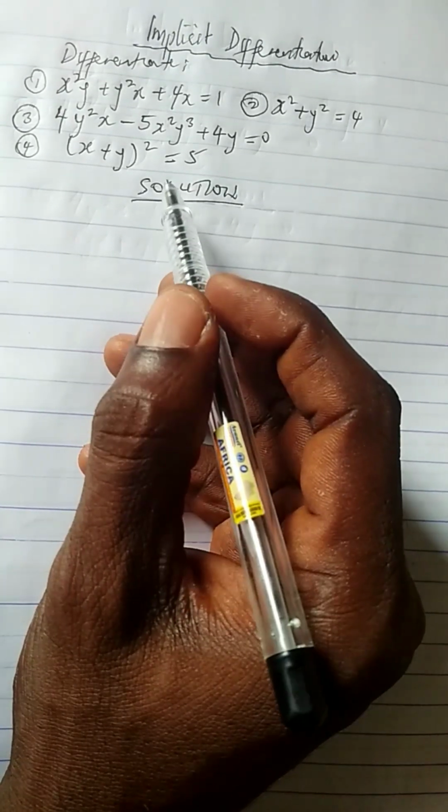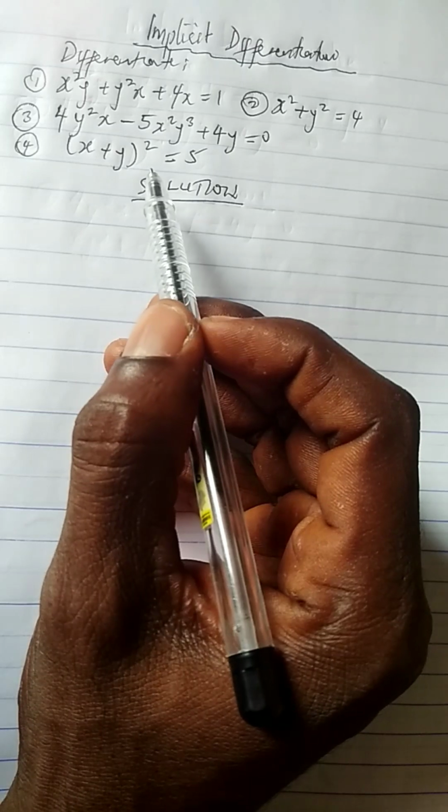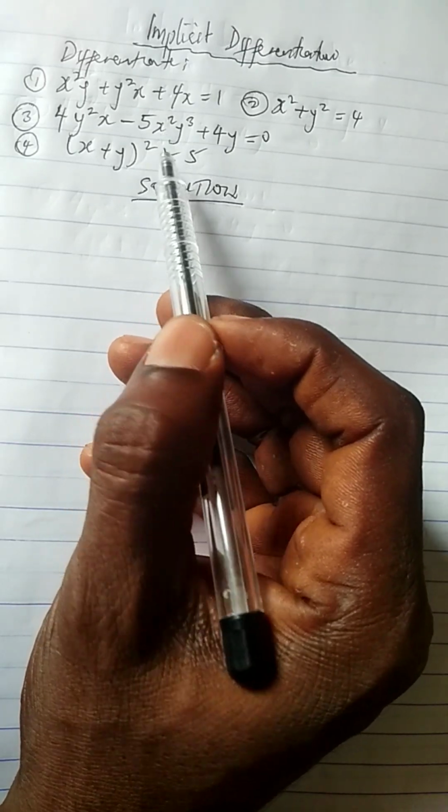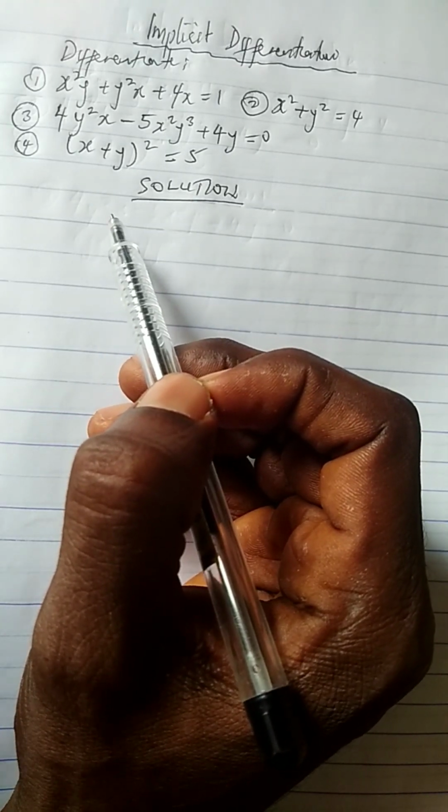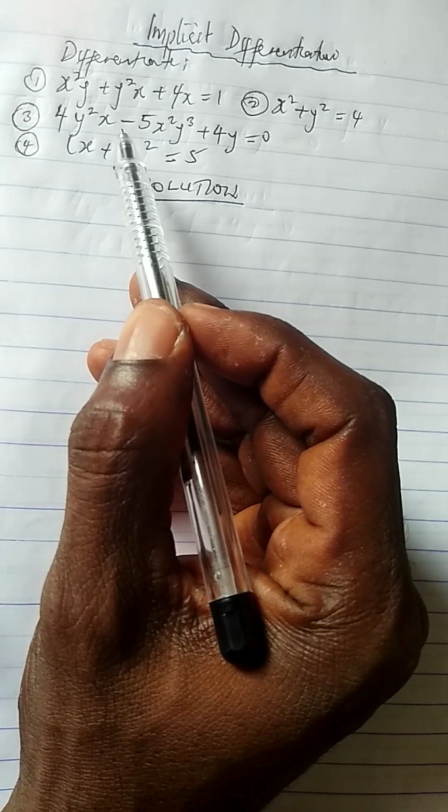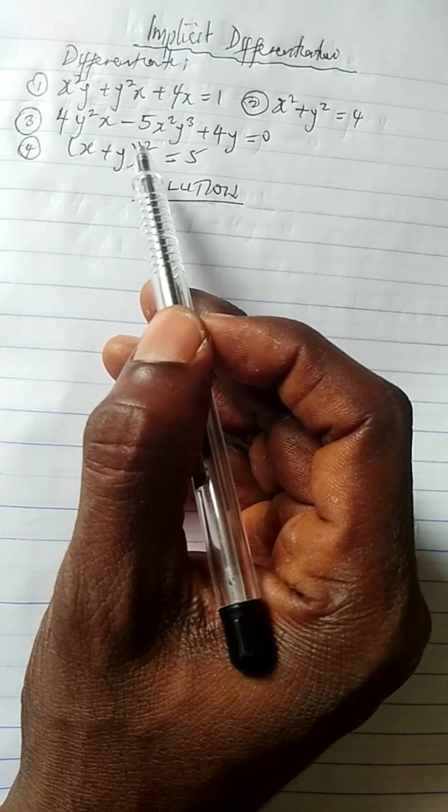We are looking at implicit differentiation. As you can see here, implicit means that y is embedded in the equation. y is not the subject of the relation. y is not a function of x. So if you see this kind of problem, you have to differentiate them implicitly.